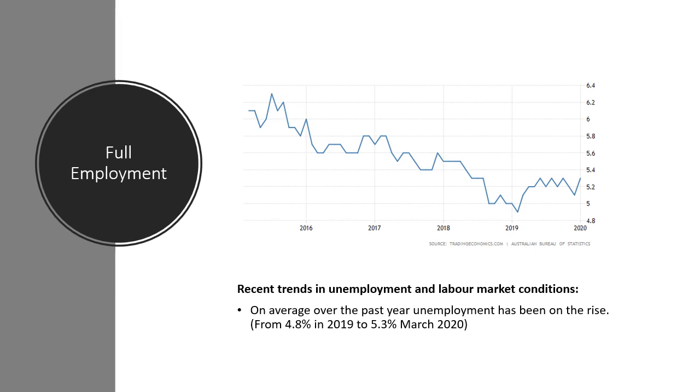On average over the past year, unemployment has been on the rise in Australia from 4.8% in 2019, and it's risen up to 5.3% in March 2020. More recently in April, it was measured at 5.1%. But as you probably know, based on this global pandemic, there have been predictions through various statistical agencies that unemployment will go up over 10% and it could go up as high as 15%, depending on how effective these JobKeeper payments and JobSeeker payments that the government are offering end up being.